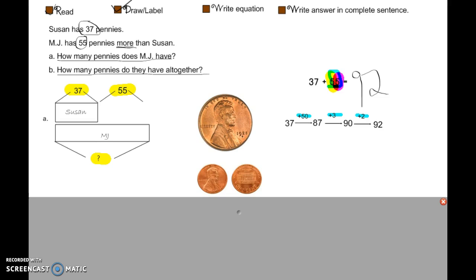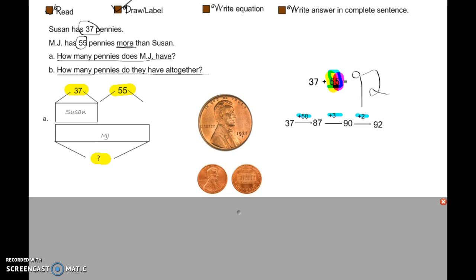Hopefully you were able to come up with the same answer to the problem. So for part A, how many more pennies does MJ have? Well, she has 92 more pennies.